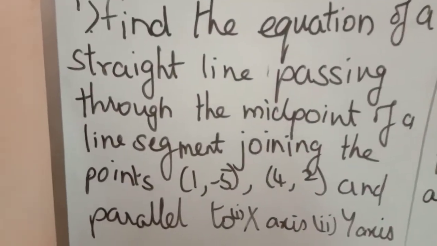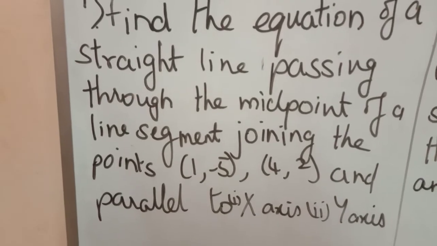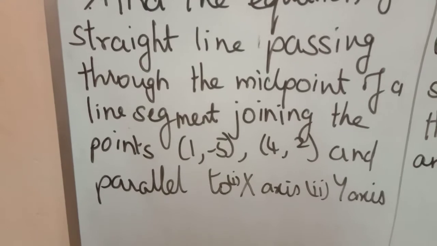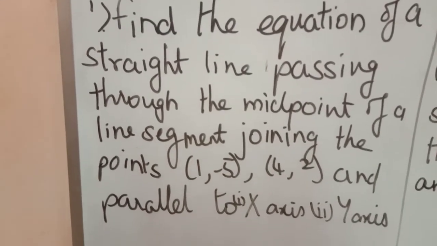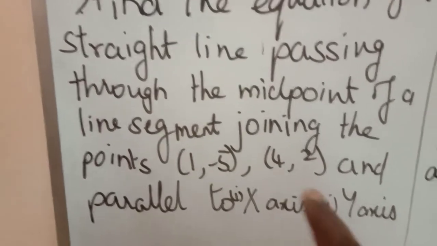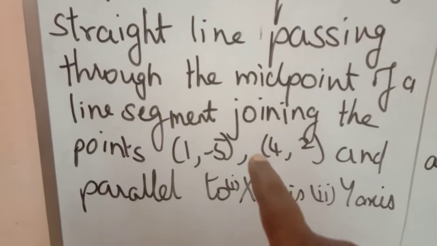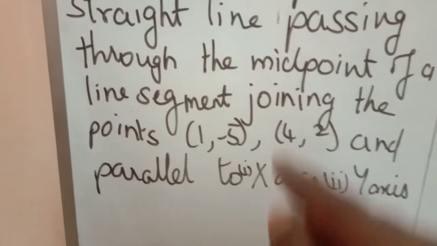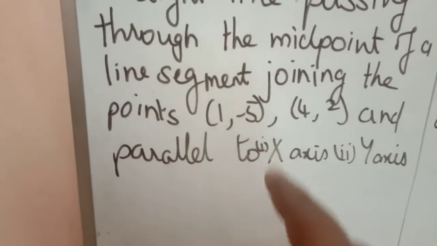Okay. Now, question number 1. Find the equation of a straight line passing through the midpoint of the line segment joining the points (1, minus 5) and (4, 2) and parallel to x-axis and y-axis. We want to find the equation of the straight line. That line is passing through the midpoint of the line joining these 2 points. So find the midpoint of these 2 points and we are going to find the equation of the straight line. That line is passing through the midpoint. Okay, so first we are going to find the midpoint using these 2 points.